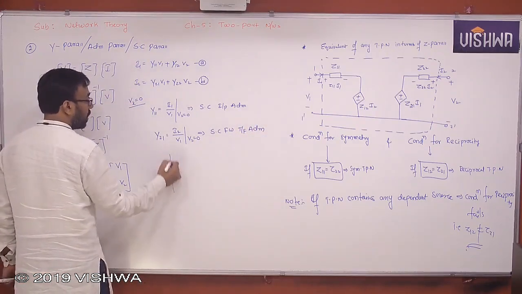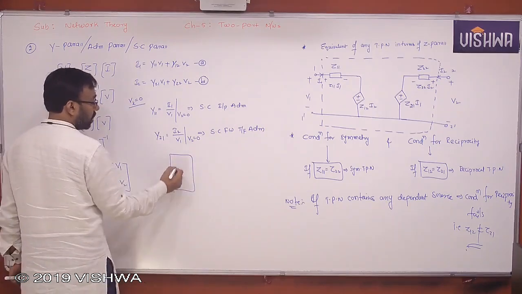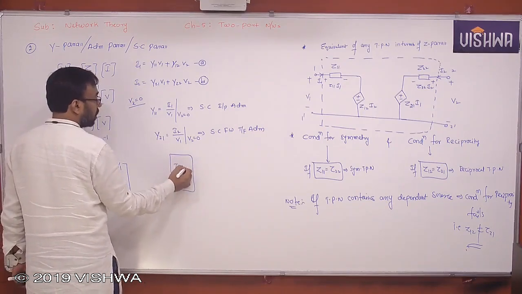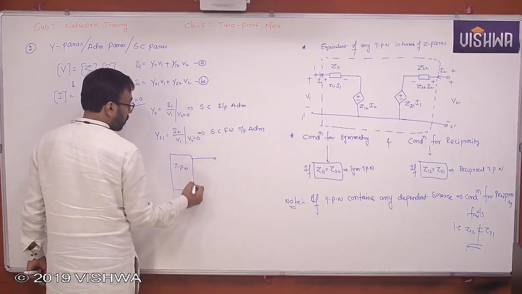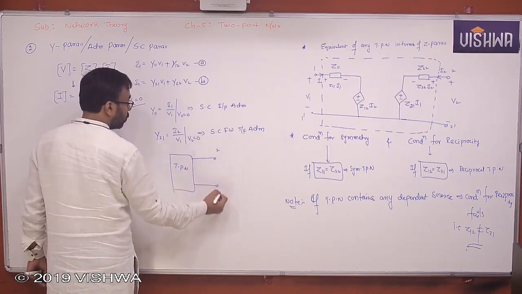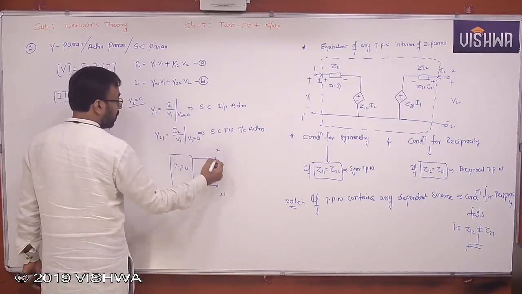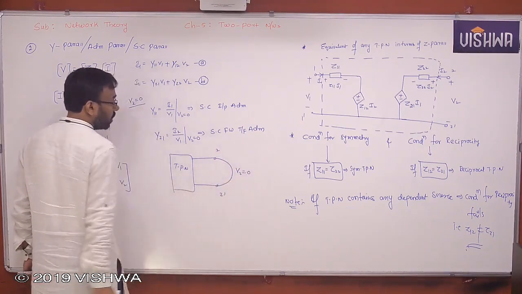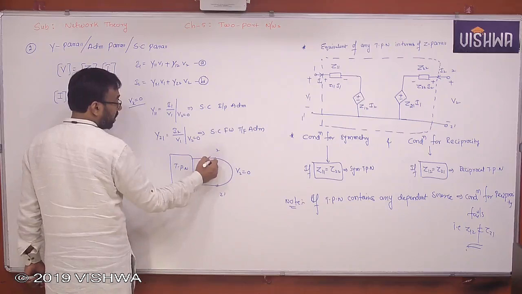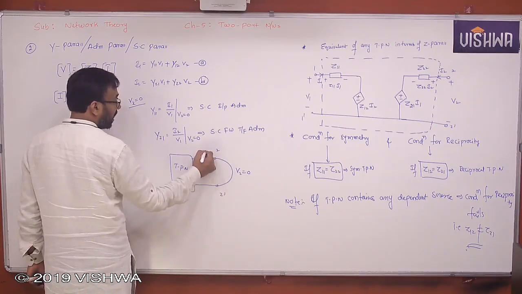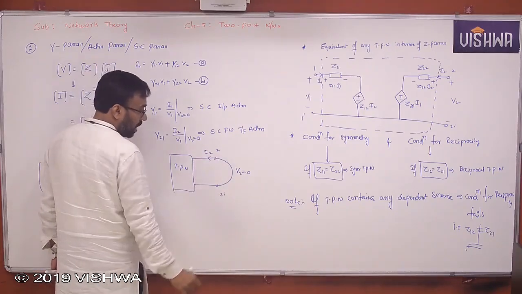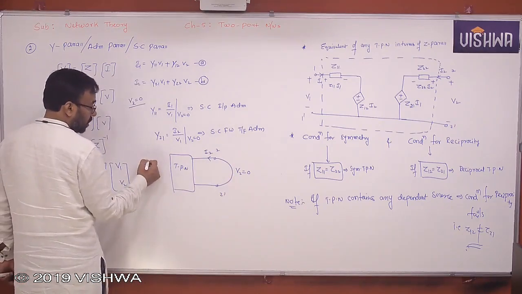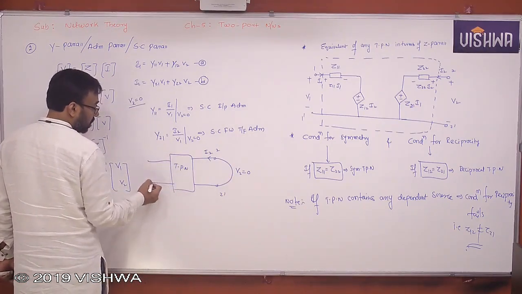For this, you require the network to be connected like this, 2, 2 dash. V2 must be made 0. So let me make this V2 0. But if I connect an ammeter here, because it is a closed path, definitely it reads some value. Say that ammeter value which it reads is I2.